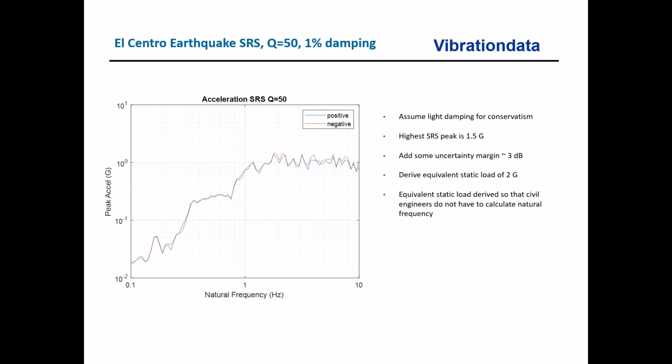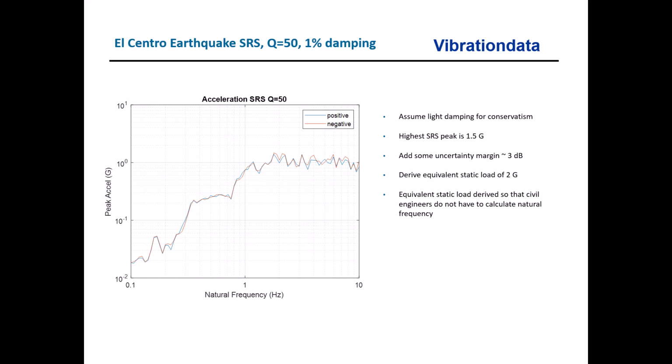Okay, we're going to do a little exercise here where we're going to be conservative, and we're going to take El Centro north-south and do a Q is equal to 50, which is 1% damping. That's very conservative, and that has the effect of increasing both the positive and negative by some amount. And then what we're going to do is take the highest point of them all, which is 1.5 Gs. Then we're going to add an uncertainty margin of 3 dB, and that's going to equal approximately what we're going to call an equivalent static load of 2 Gs.